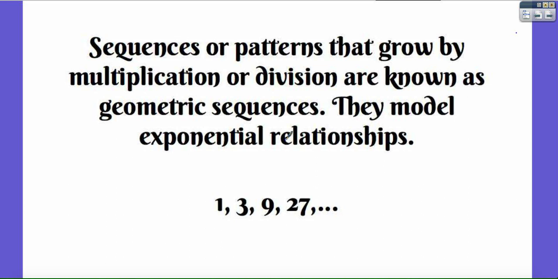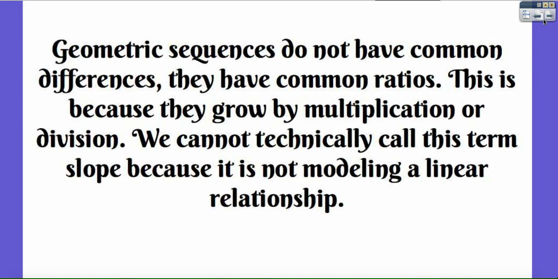They represent exponential relationships. So we saw in the beginning that this other pattern was growing by times 3 each time. So this is what we would call the common ratio. Geometric sequences do not have common differences. They're not growing by addition or subtraction. They have common ratios. This is because they grow by multiplication and division. We cannot technically call this term slope because it is not modeling a linear relationship.